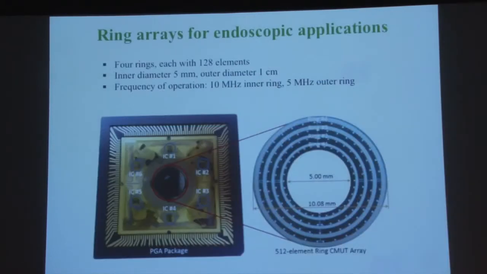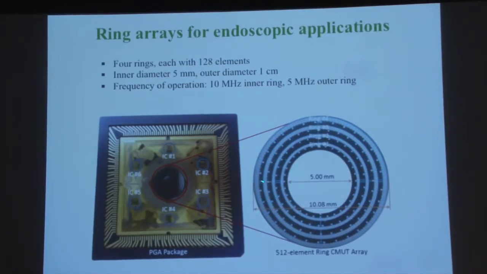And this is an example of a ring array that we have made for an endoscope. This is 1 centimeter on the OD, 5 millimeter here on the ID, so you can imagine having a large lumen through which you can do a lot of things. And then for testing purposes, we are connecting each one of these rings first alone, separately, to a number of ASICs that we have made, and we test it for both imaging and photoacoustic imaging.